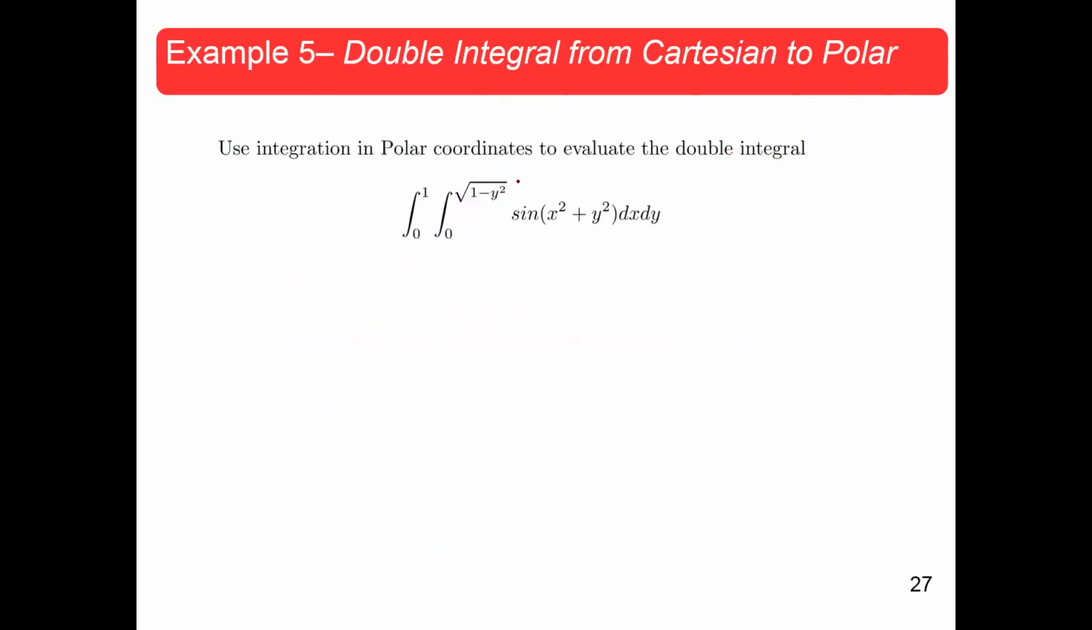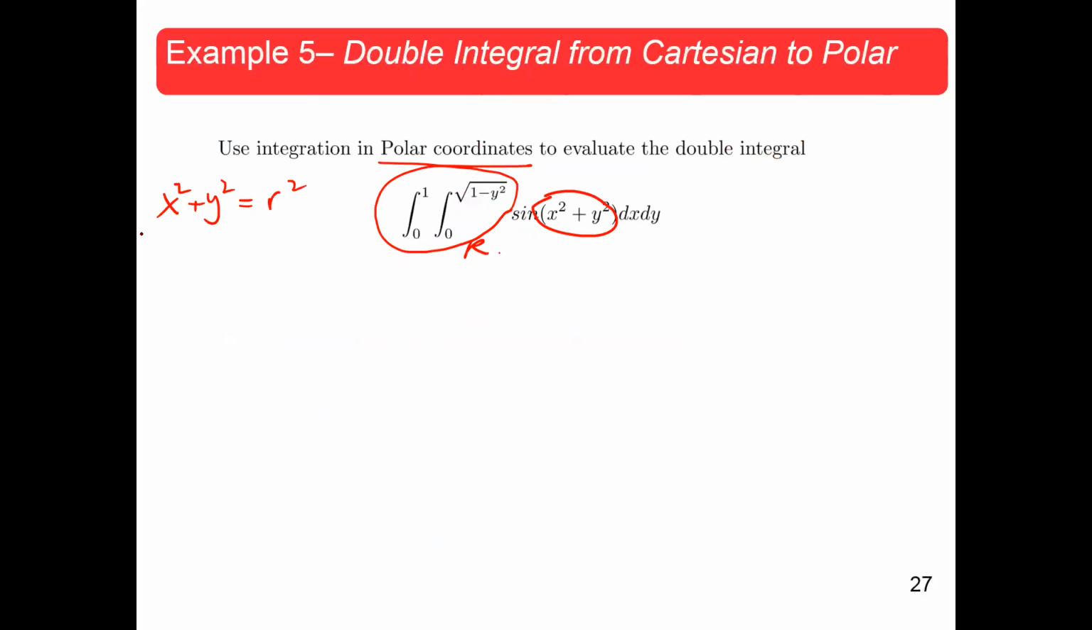Okay, any thoughts? First of all, once we convert everything to polar, we can see x squared plus y squared will just be r squared. So the integrand will just be sine r squared, right? Yep. Now the question is, how do we convert this region R? First, we need to know what region R looks like.